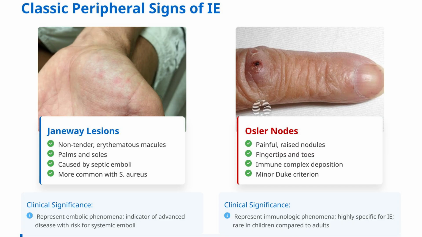Osler nodes, shown on the right, are painful, raised nodules found on fingertips and toes. Unlike Janeway lesions, Osler nodes result from immune complex deposition and are included as a minor criterion in the Duke diagnostic framework. They represent immunologic phenomena and are highly specific for infective endocarditis. It's important to remember that these classic signs are seen in less than 5% of pediatric infective endocarditis cases, especially in younger children. Their absence should not exclude the diagnosis in a child with other suspicious findings.